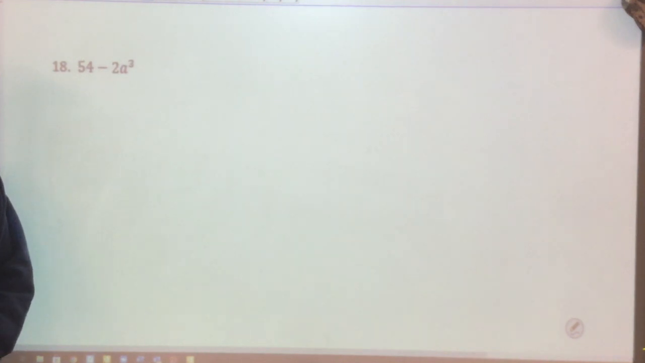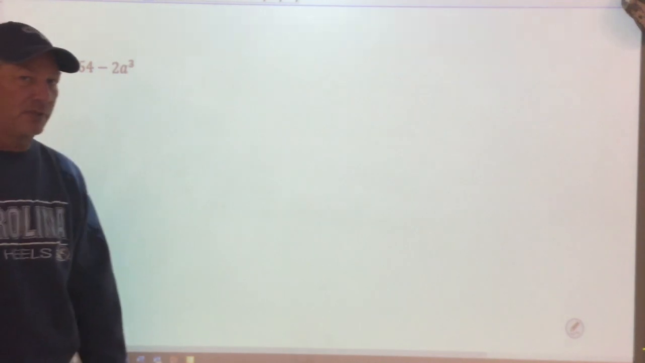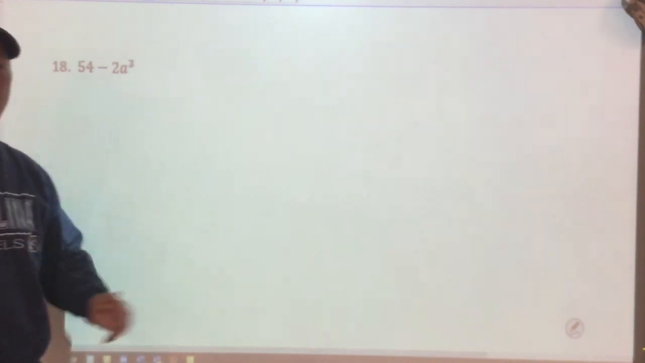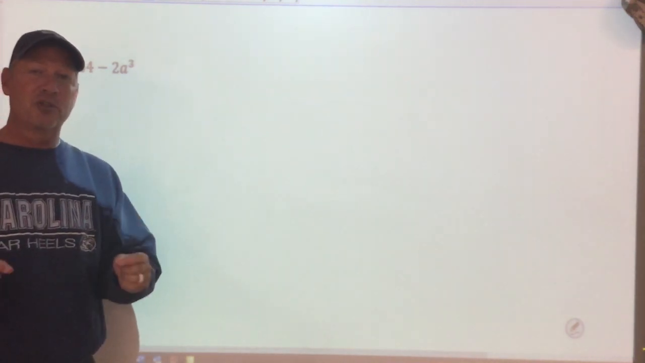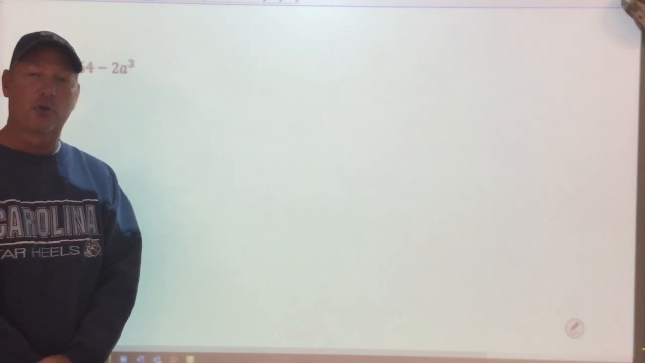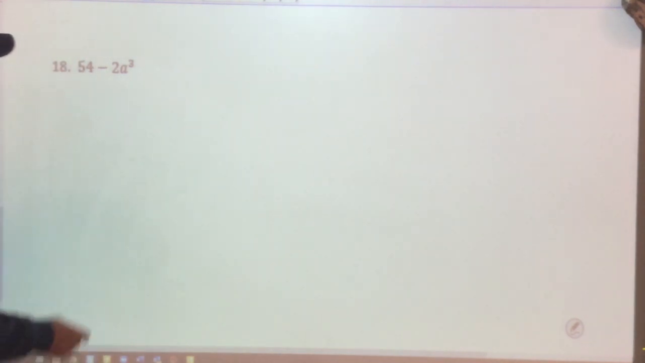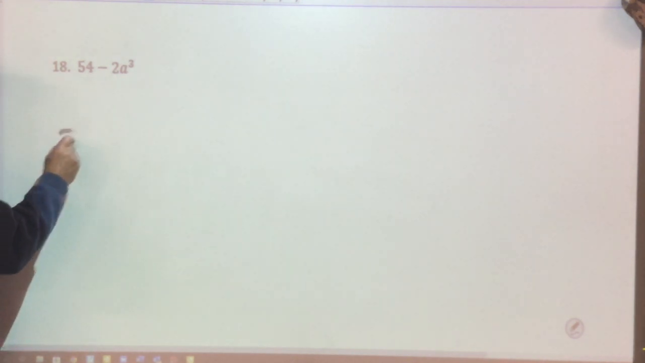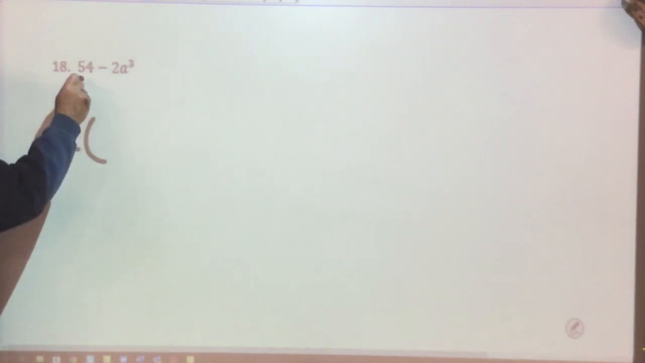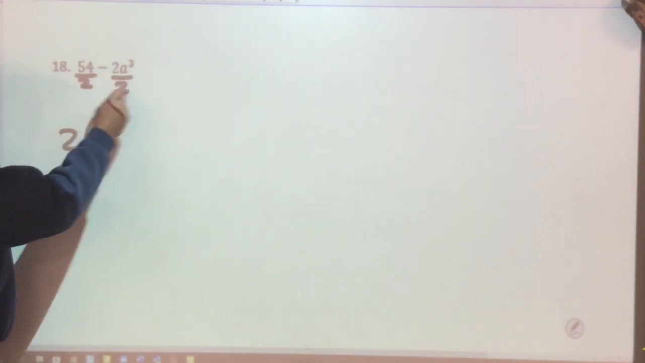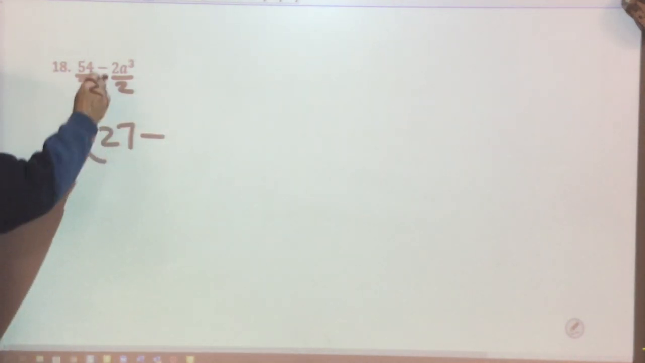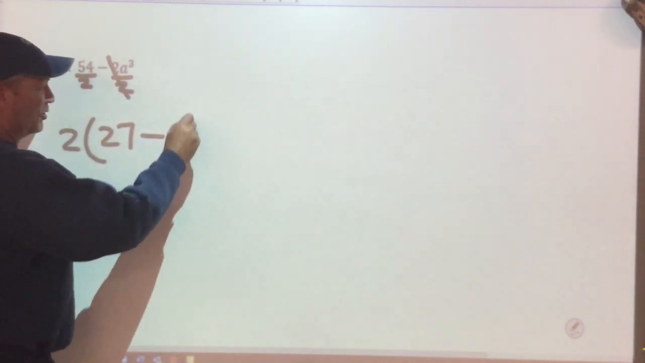I have to factor completely. I have two terms. I have a minus sign, so I'm thinking difference. Difference of what? Is it the difference of two squares, two cubes? I'm not sure, but I do know the first thing I have to do is see if I can take out a greatest common factor. In this case, this is an even number, and this is an even number, so I'm going to see if I can factor out the number 2. I divide by 2, I divide by 2, and that will give me 27 minus. The 2's cancel. That leaves me with a to the third.